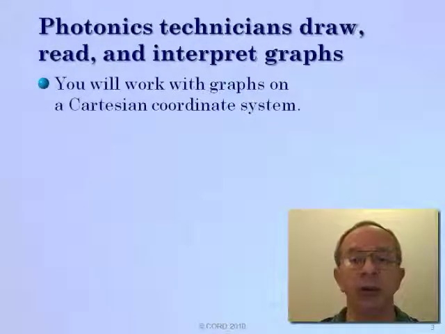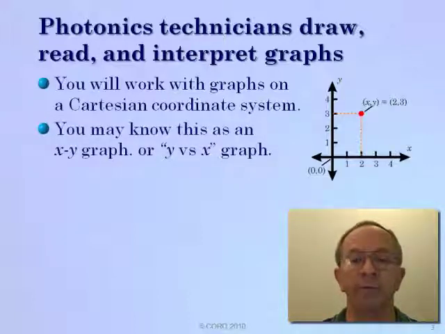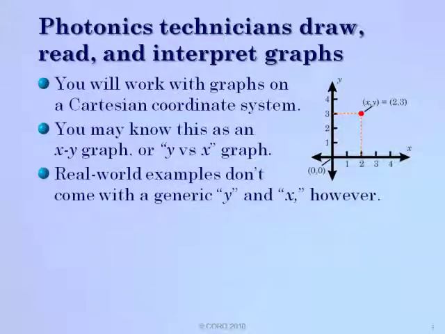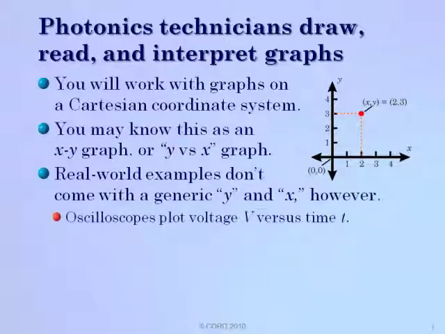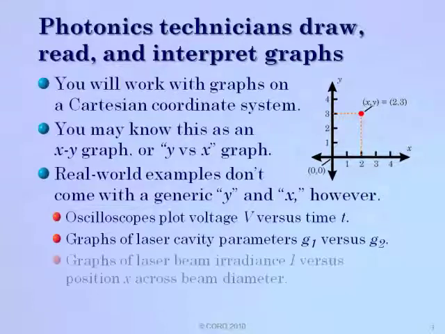Photonics technicians need to know how to draw, read, and interpret graphs. And you'll work with graphs on a Cartesian coordinate system to do that. You may know this as an XY graph or a Y versus X graph. In real-world examples, however, graphs don't usually come with Y's and X's, so you may encounter things like an oscilloscope voltage V versus time T, or a graph of the laser cavity parameters G1 versus G2, or laser beam irradiance I versus the position X across the beam diameter.